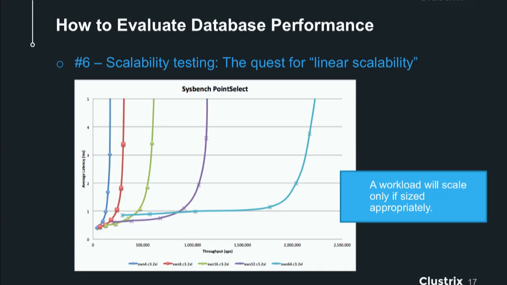But the point of what I'm working at here is we would often get customers that would arrive to us and say, here's the workload. Run it on this machine and then run it on twice the hardware and show me that you scale.